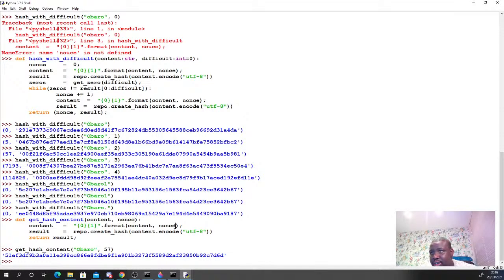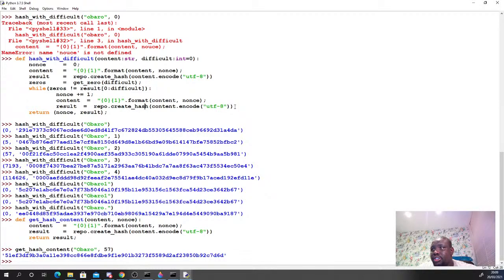So this is the nonce value 0, content, the hash content, encode this content and return the result. Yes. So what did we do wrong there? We didn't do anything wrong, right? So the nonce value is 0, the content is 0 and 1. So the same content that we have.